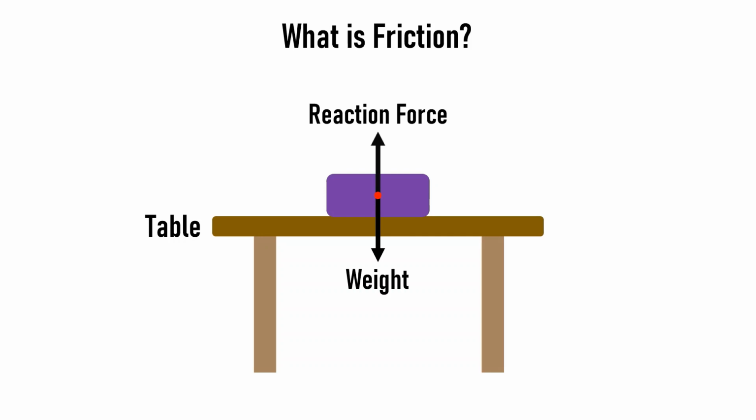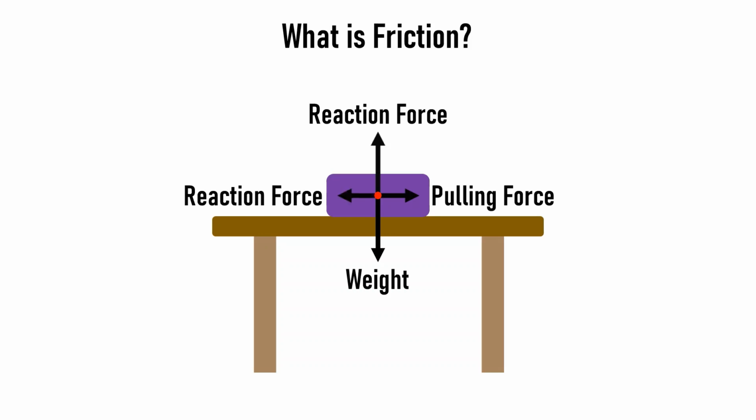Now, if I started to apply an active force to the block, like pushing or pulling on it, and the block didn't move anywhere, I know that there must be a force reacting in the opposite direction that is exactly equal to the force I'm applying, and that's another reaction force. And we call that reaction force friction.